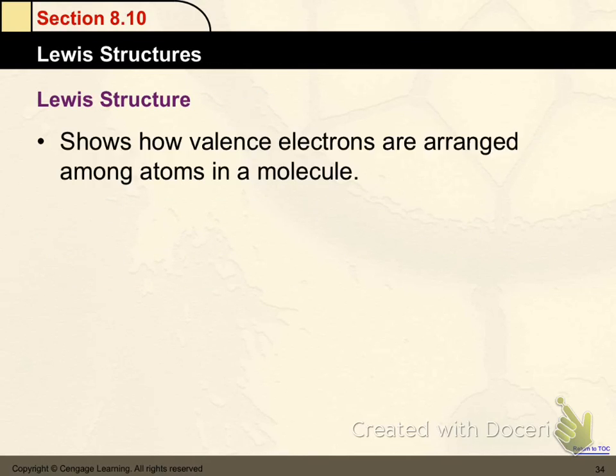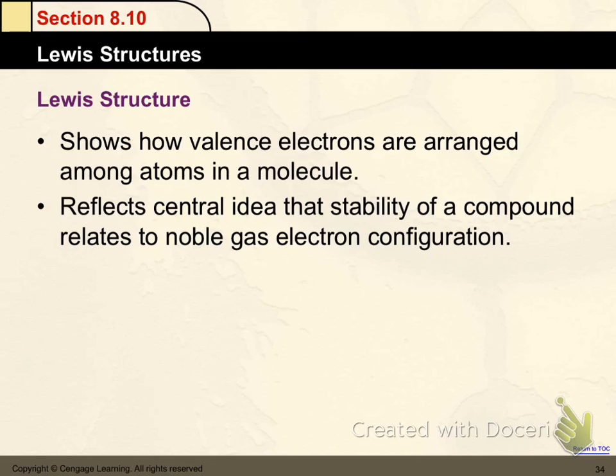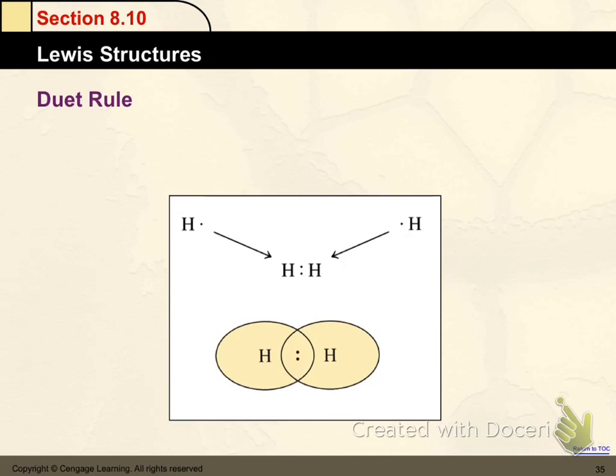All right, let's draw some Lewis structures. The definition of a Lewis structure is just something that shows how valence electrons are arranged among atoms in a molecule. It reflects the central idea that stability of a compound relates to noble gas electron configuration. Most of the time that means that we want to form a stable octet. Some of the time, though, that means that we want to form a stable duet. That would be the case of hydrogen.